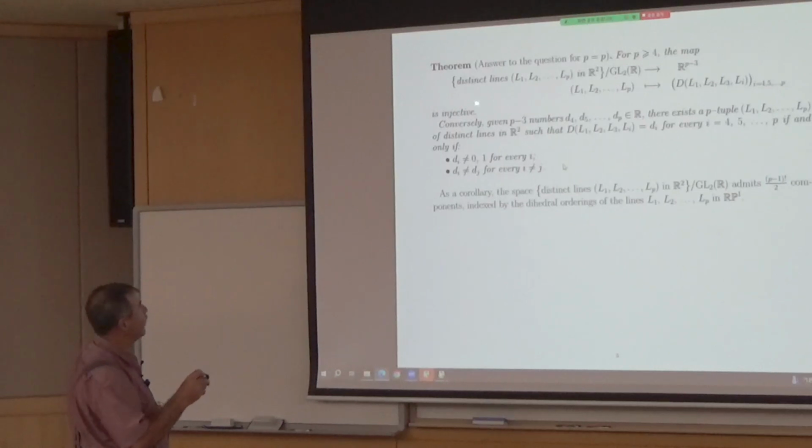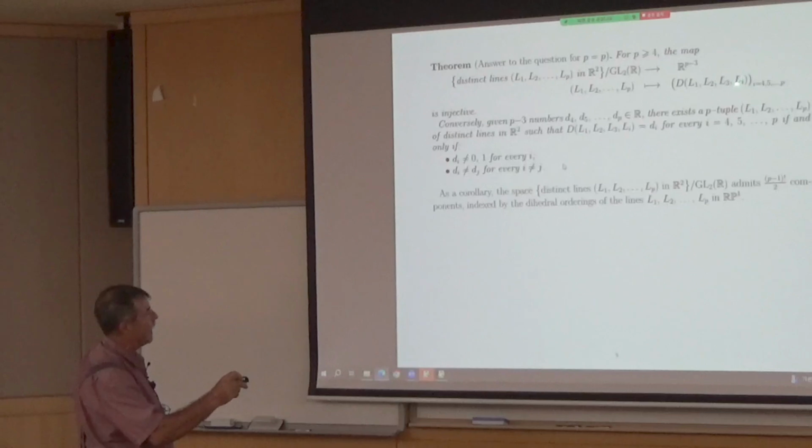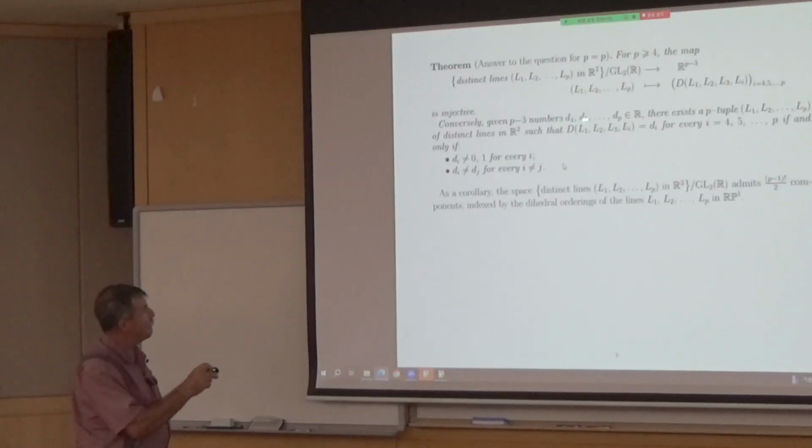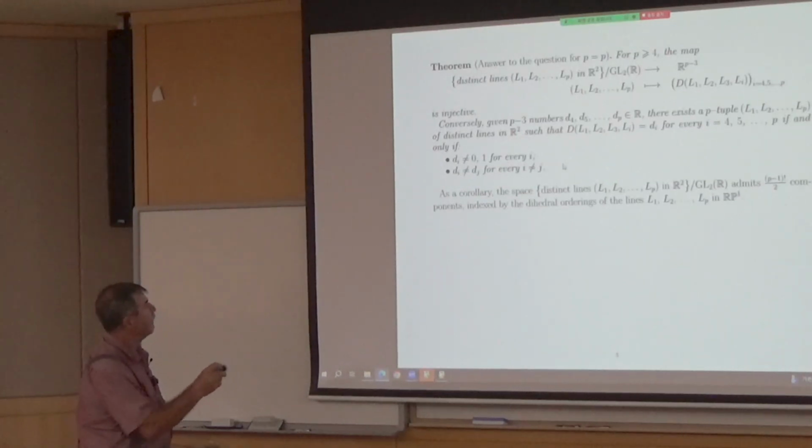Okay, so what you can do is fix L1, L2, L3, and then you consider the remaining lines Li. That gives you P minus 3 numbers with these double ratios. You can show that the map is injective, and you can characterize the image. Namely, given a family of numbers, you can find a p-tuple of lines whose double ratios are these numbers if and only if it satisfies the following condition.